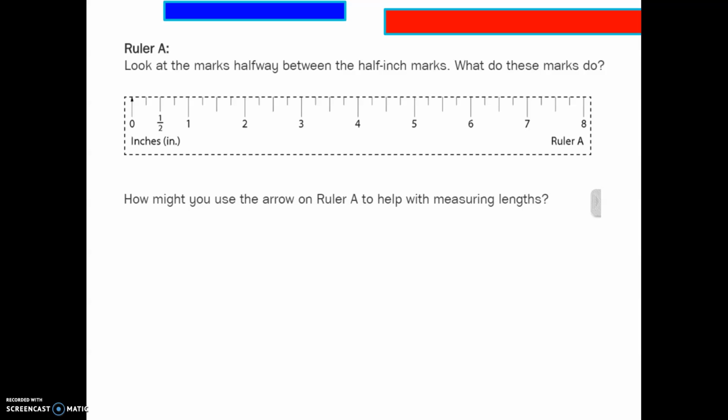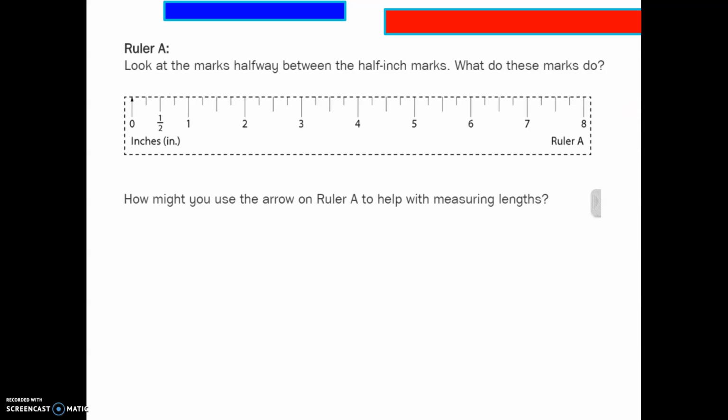You have in your folder a handout that has a lot of rulers on it. I want you to get that out. And I want you to take the time to cut those rulers out and then come back, and we're going to talk about how you line things up on a ruler to measure it.